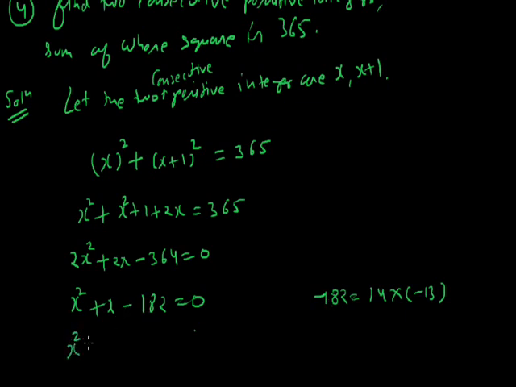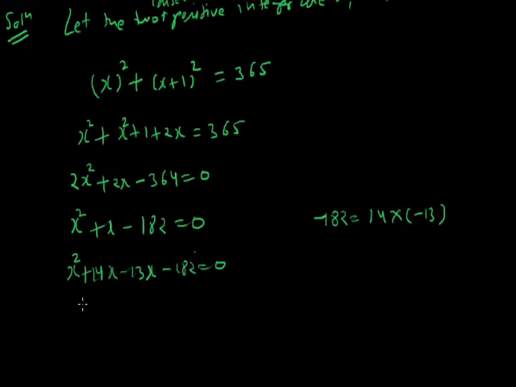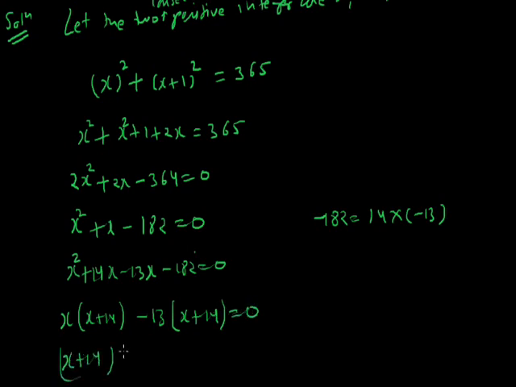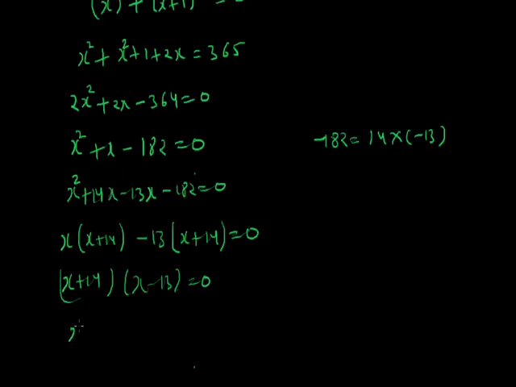So the factors are x square plus 14x minus 13x minus 182 equals to 0. So from here I take x common, so it is left with x plus 14. Here I take minus 13 common, so we are left with x plus 14 equals to 0. So x plus 14 common, so what is left? X minus 13 equals to 0. So x equals to minus 14, or you can say x equals to 13.